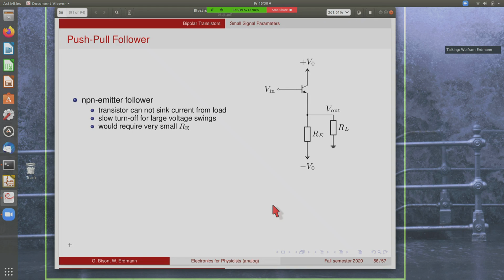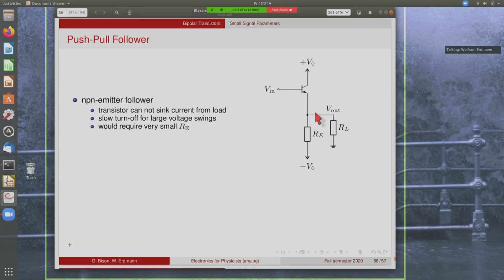Let's start with an NPN emitter follower. We again have the problem that the transistor cannot sink any current from the load. So if we have a load here and we want to go negative, then the transistor cannot absorb this current, but all the current has to go through this resistor.